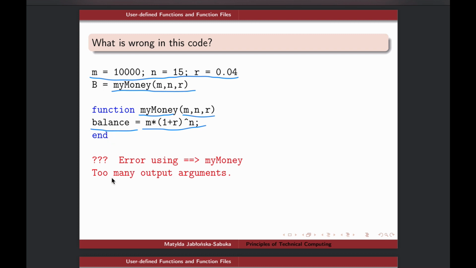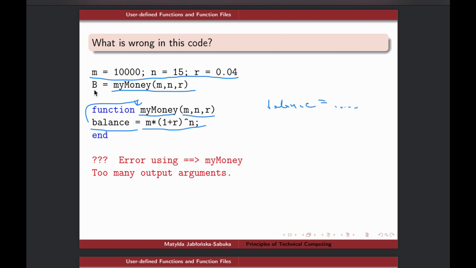Now, the error says too many output arguments. What does it mean? Well, if we look carefully, we have forgotten to tell Matlab that balance is actually an output argument of our function. So what should have been there is this balance equals and then function name and so on. Since we haven't done it, Matlab doesn't expect any outputs from here.